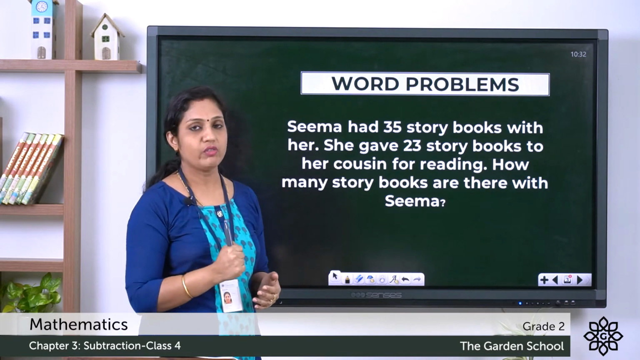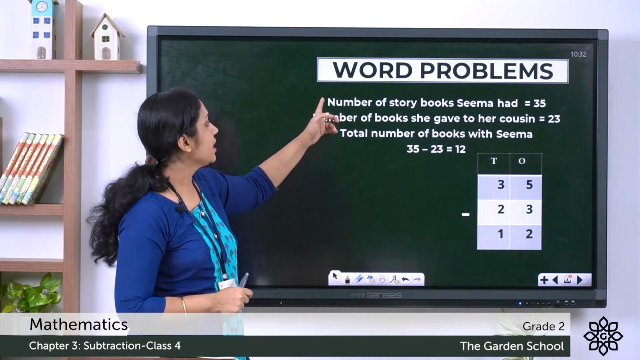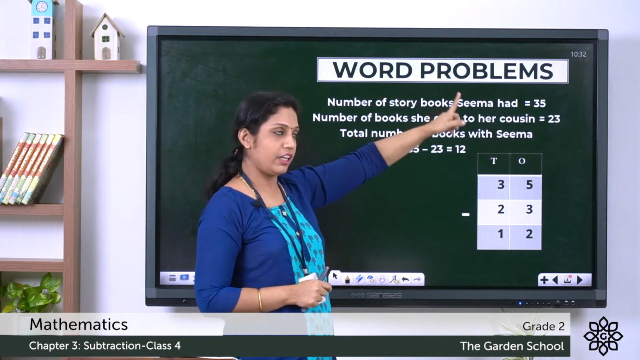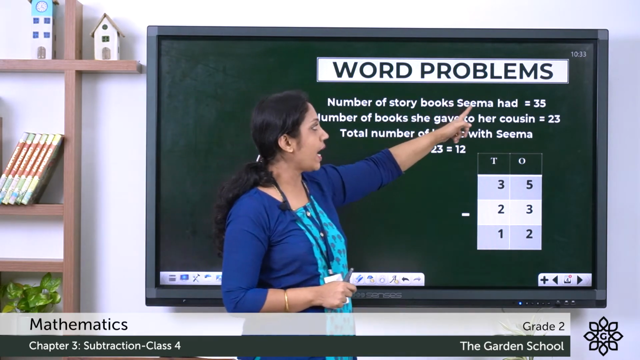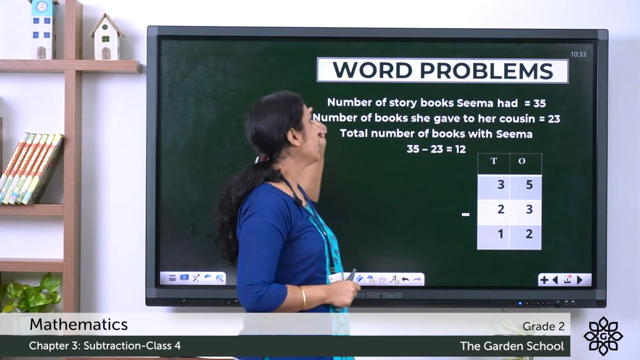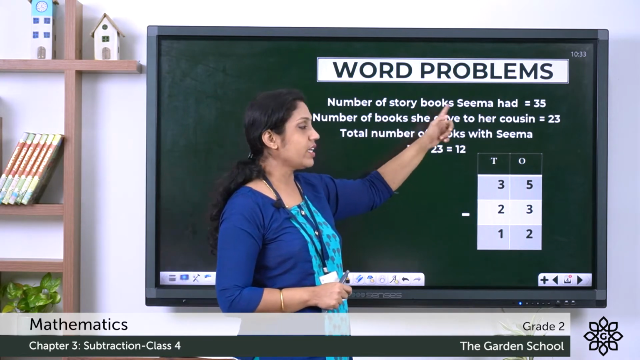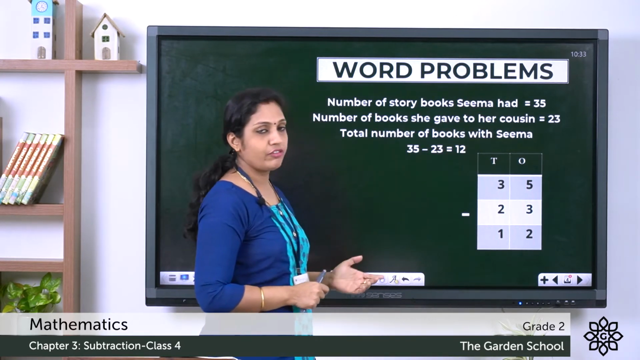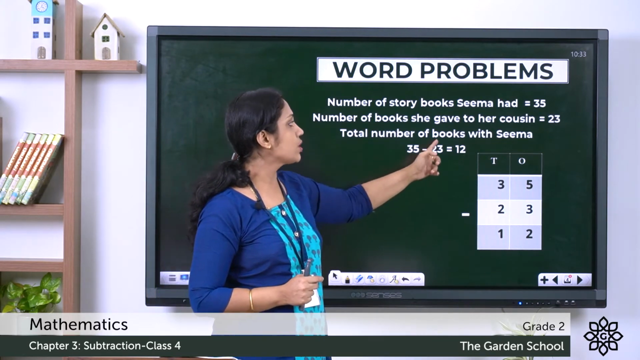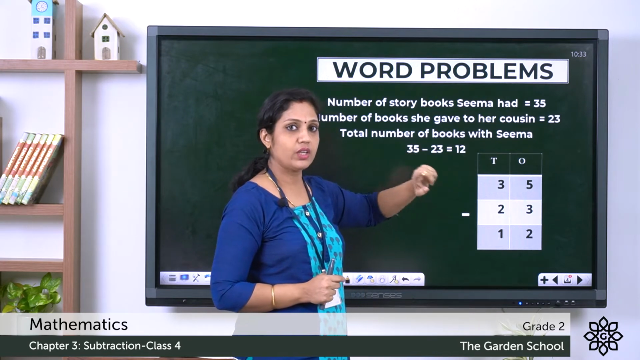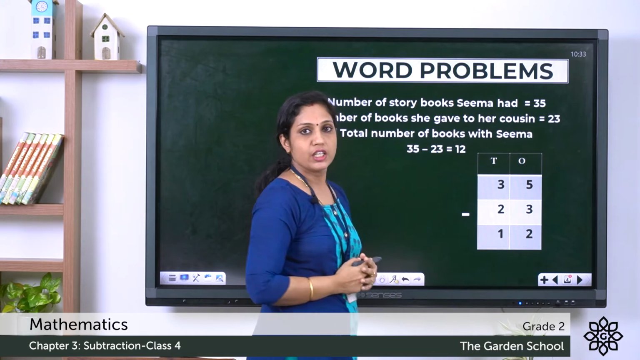For that, how can we write the steps? Let's check. Number of storybooks Seema had. She had already 35 books. Write that sentence first. Number of storybooks Seema had is equal to 35. The next sentence, number of books she gave to her cousin is 23. And we have to find out how many books are left with Seema. Total number of books with Seema. For finding out that, what we have to do? We need to subtract 35 minus 23.